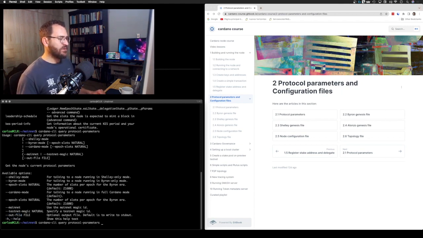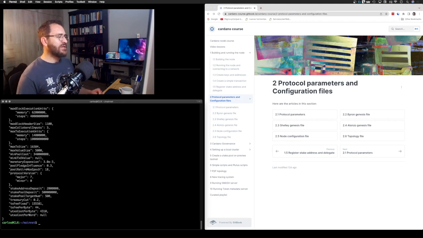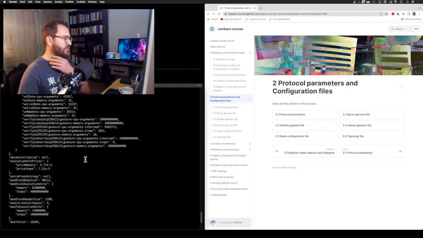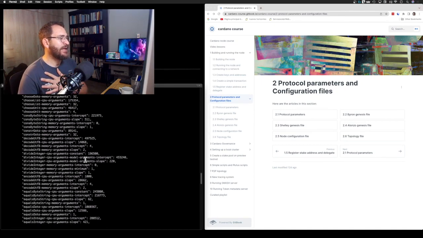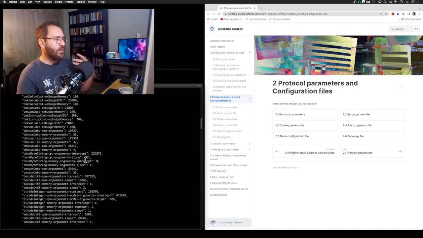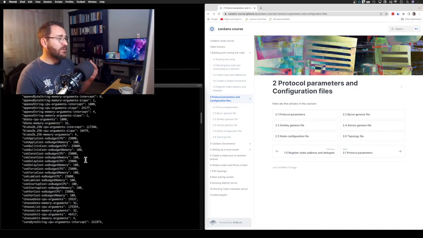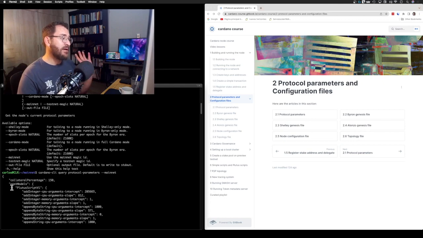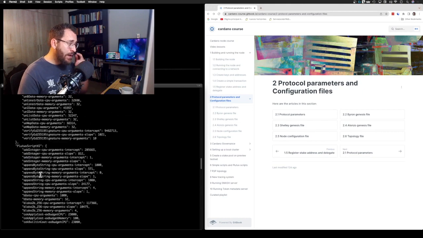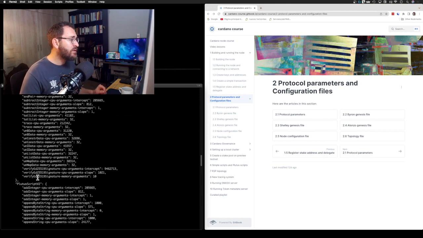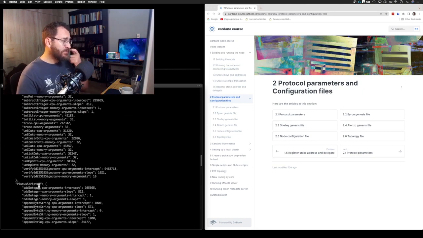So let me just go for the mainnet output. As you can see, this is just JSON format. The output is JSON formatted, and it contains a mapping of all the protocol parameters. As you can see, this is a very long output, but most of it is taken by the cost models. We have the Plutus script v1 cost model, and the cost model for Plutus script v2. We will see in a minute what it is about.